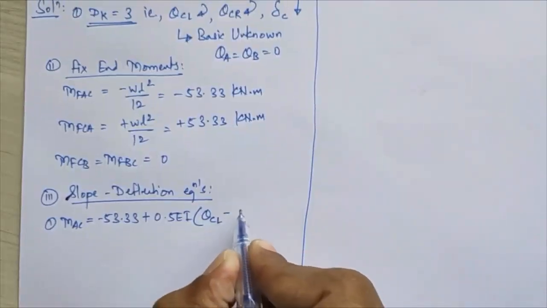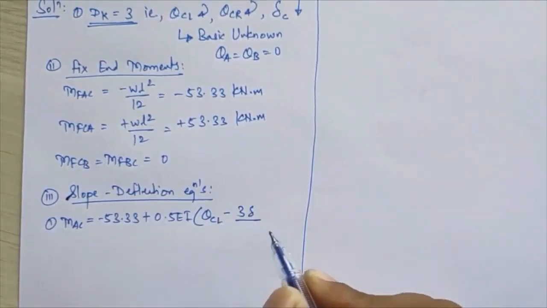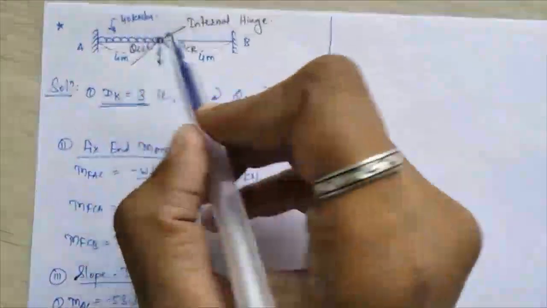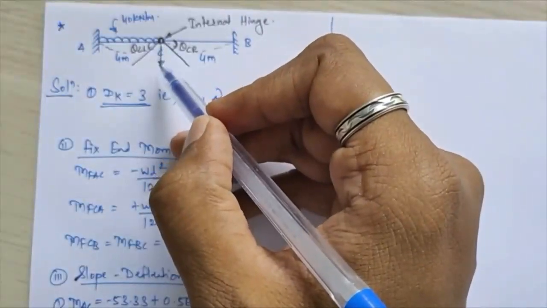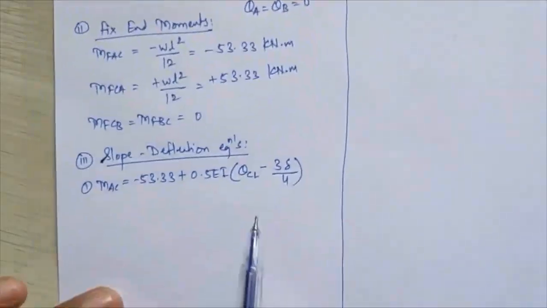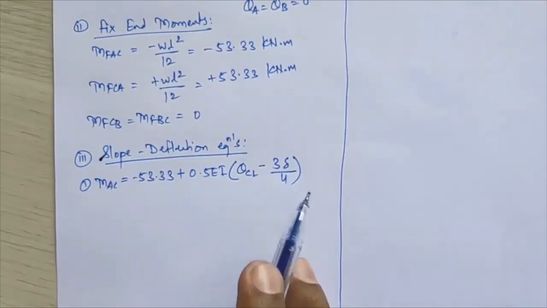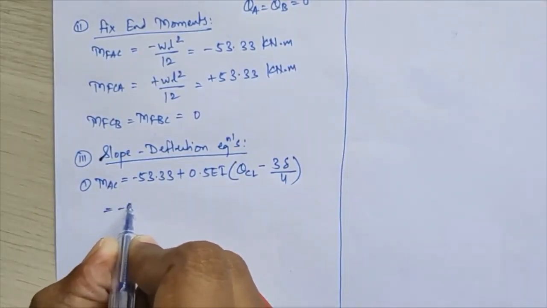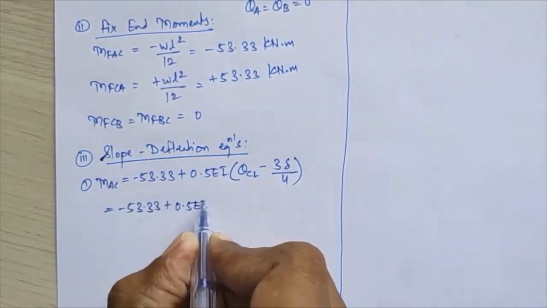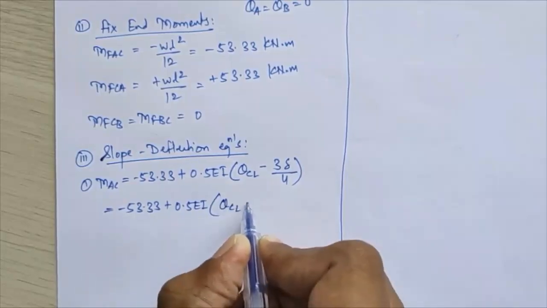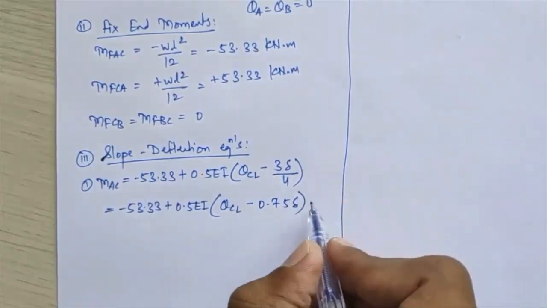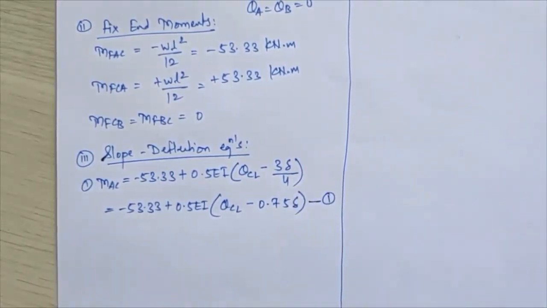Minus 3 delta divided by L, L is 4 here, but here you are considering delta because a vertical displacement is given. That will be your basic unknown. So that is why you have to consider that delta in your equation. So if you simplify, we get minus 53.33 plus 0.5 EI theta CL minus 3 by 4, that becomes 0.75 of delta. This will be my equation number 1.